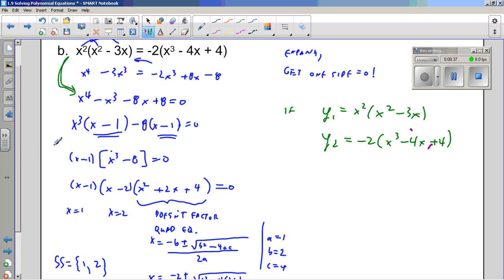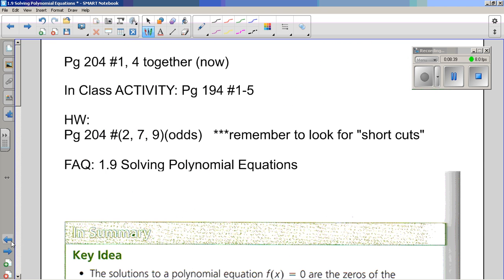All right, what's up next? That's all the examples, but there is an activity, a review activity that we'll do as soon as you get into class, and then there's some homework there a little bit.